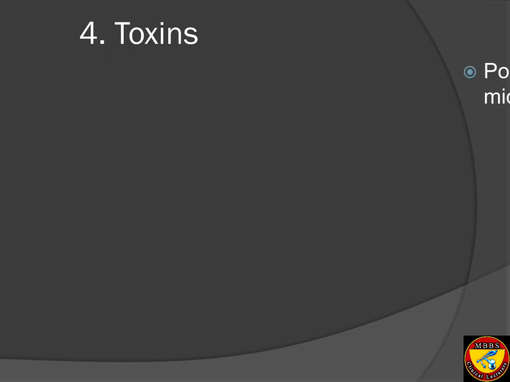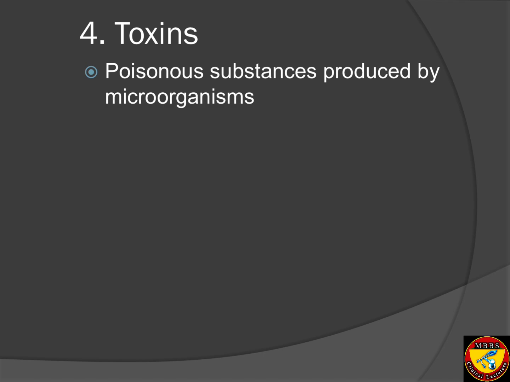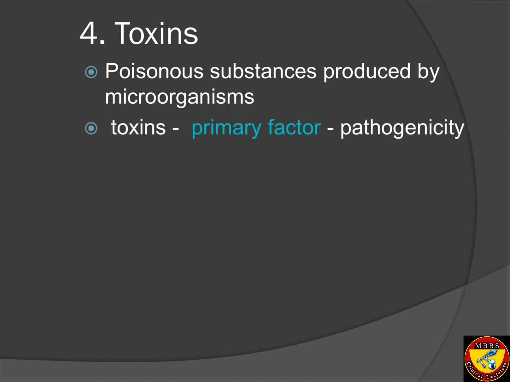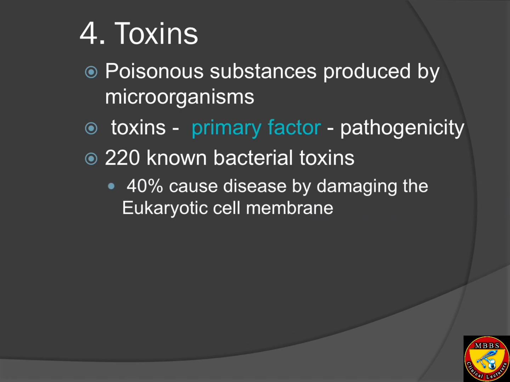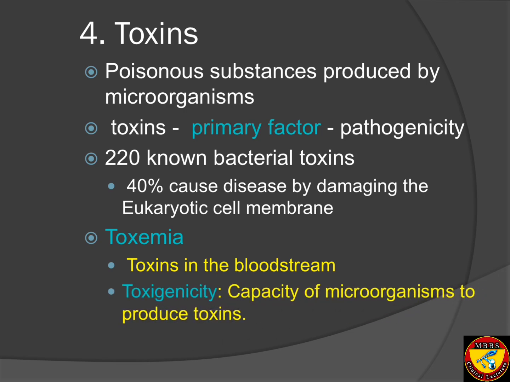So, toxins. What are toxins? These are poisonous substances produced by microorganisms, and toxins are one of the primary factors in causing disease by a microorganism. There are 220 known bacterial toxins of different types, and 40% cause disease by damaging the eukaryotic cell membrane, that is, the human cells. When these toxins are coming in the blood, it's called toxemia. And toxigenicity is the capacity of the microorganism to produce toxins.